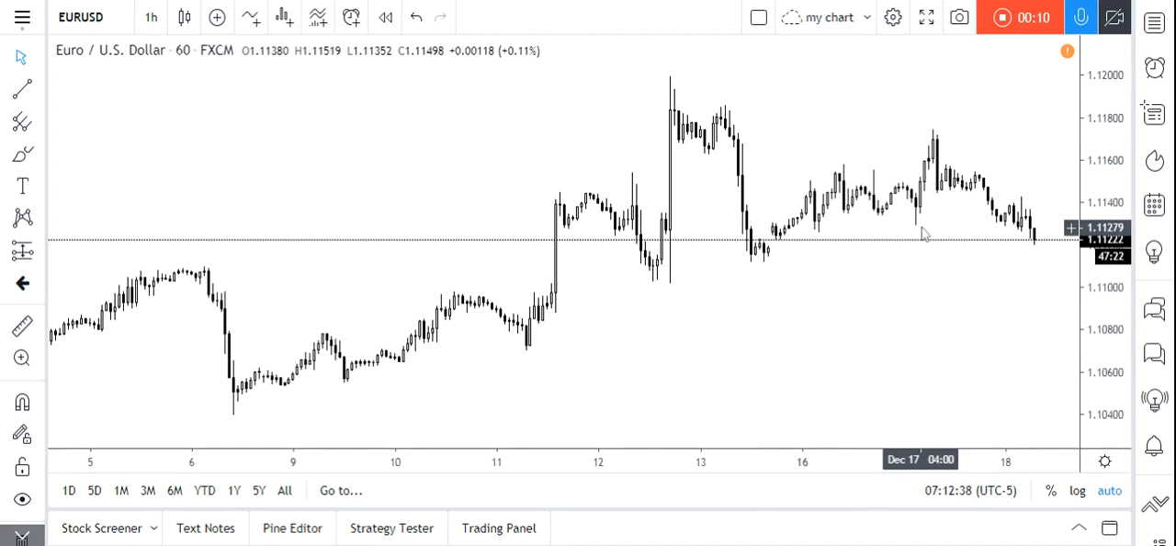I have entered my sell right below the low of this candle. The low of this candle was 1.1729. I have entered at 1.1728, and I'll show you my stop loss as well as take profit target.